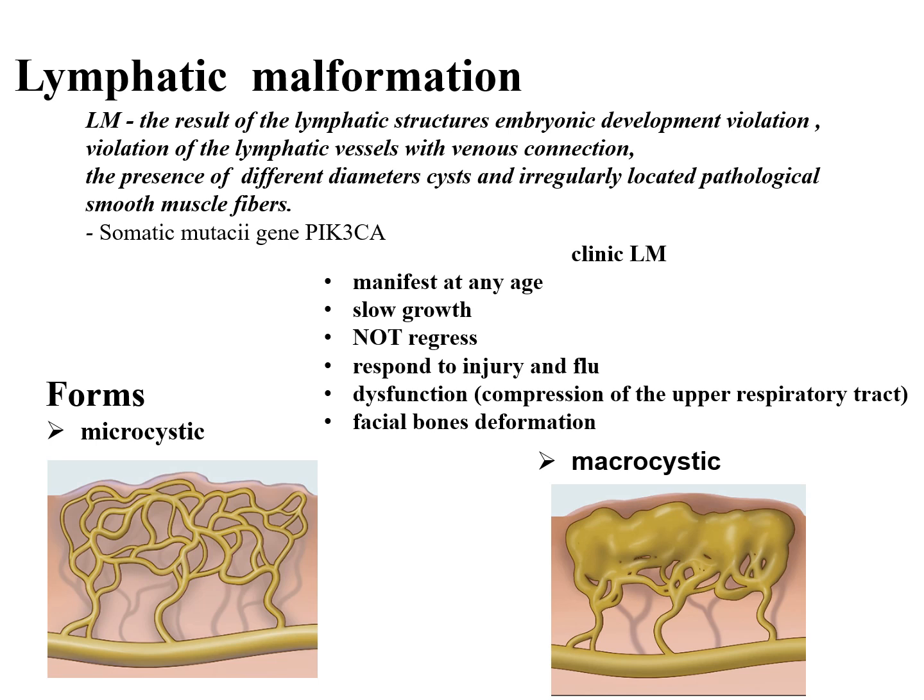Lymphatic malformation is the result of a violation of the embryonic development of the lymphatic structure. It has two forms, microcystic and macrocystic. In the clinic, we will see that they manifest at any age, grow slowly, do not regress, and also respond to injury. And in this situation, it's with the flu.